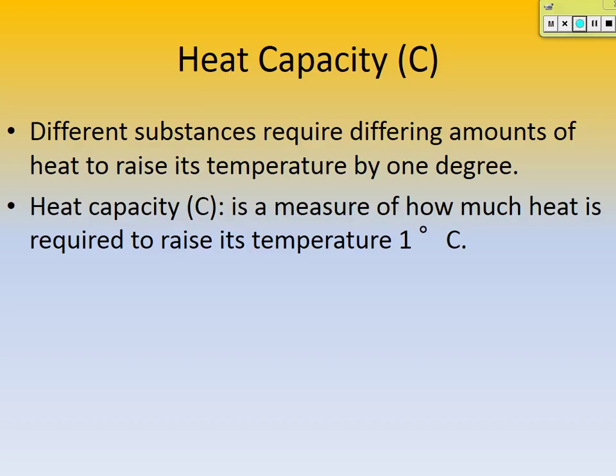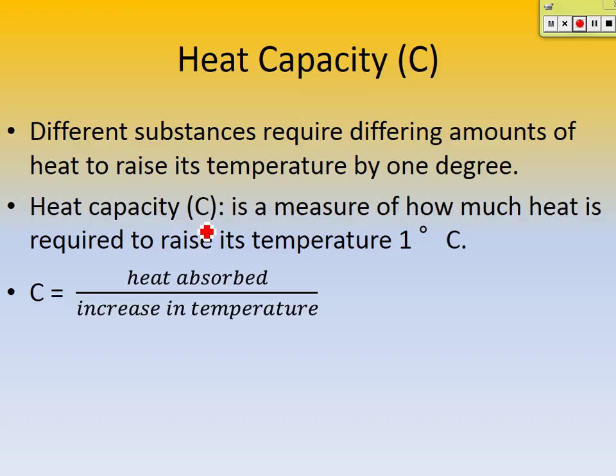So please write this in your books. Heat capacity is given this symbol, capital C. It's a measure of how much heat is required to raise the temperature of the substance 1 degree Celsius. So it's the amount of heat that is required to raise its temperature 1 degree Celsius. Here's the equation that we use for heat capacity. Heat capacity is equal to the heat absorbed divided by the increase in temperature of the substance.